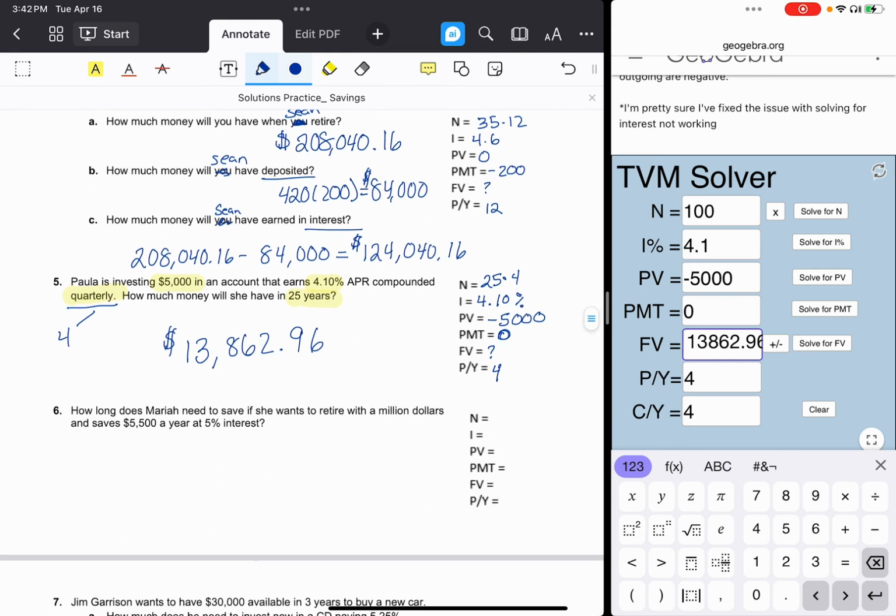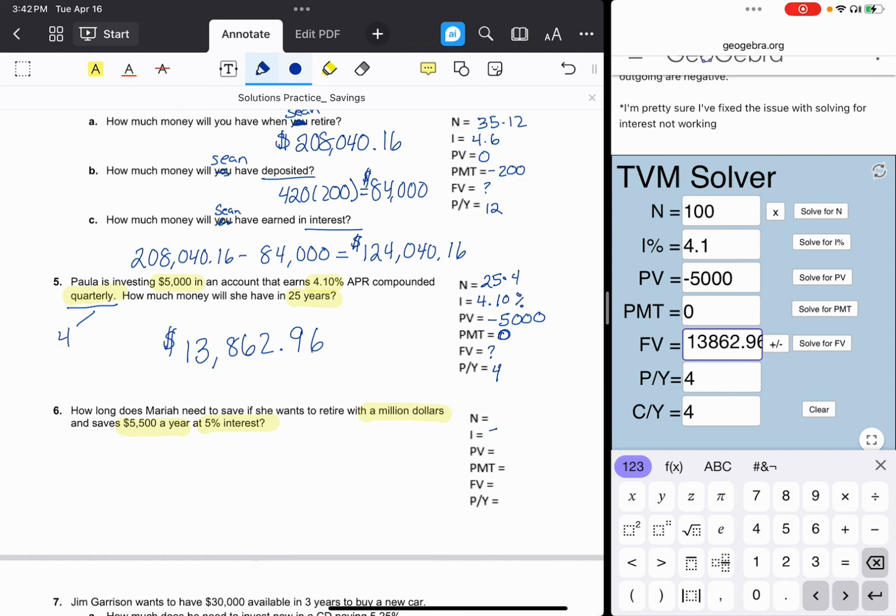how long does Mariah need to save if she wants to retire with $1 million? Ooh, $1 million. If I had $1 million. Okay, sorry. Whenever I hear that, that's what I think of, the Barenaked Ladies song. All right, so Mariah needs to save if she wants to retire with $1 million, and she saves 5,500 a year at 5% interest. I got this because, back a few years ago, that used to be the max you could contribute to your retirement account each year. Now it's a little higher, but we'll go back to the old number.